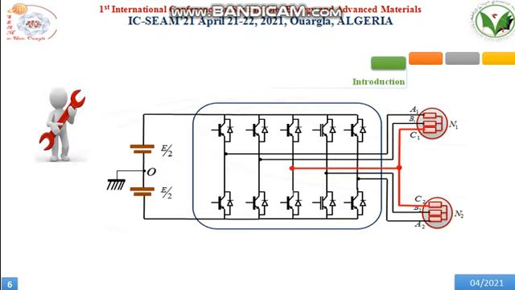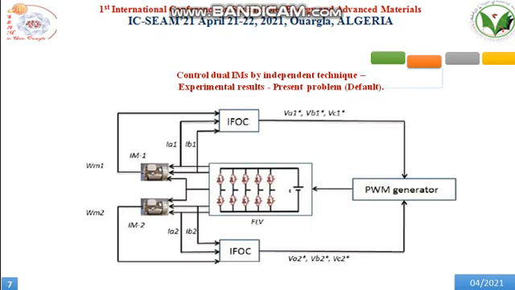This converter, a 5-leg inverter, can supply two motors. It is controlled by a fork. This picture presents the fork control for each motor. It is the same control as for a 2-3-leg inverter.